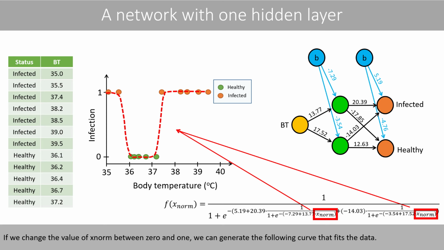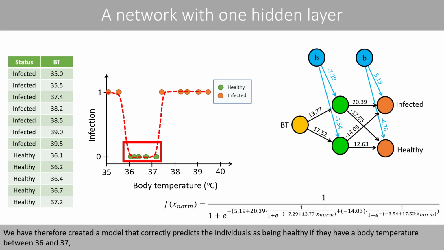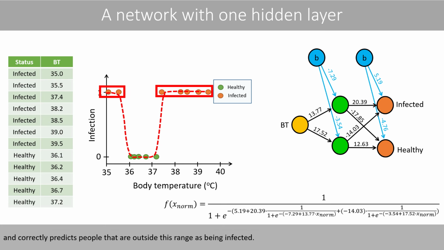If we change the value of x norm between 0 and 1, we can generate the following curve that fits the data. We have therefore created a model that correctly predicts the individuals as being healthy if they have a body temperature between 36 and 37, and correctly predicts people that are outside this range as being infected.